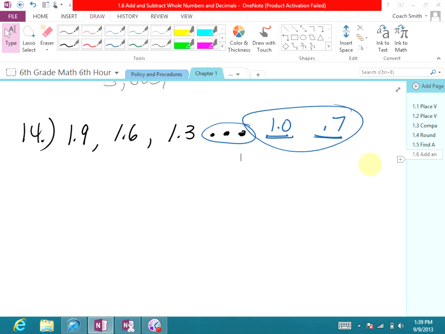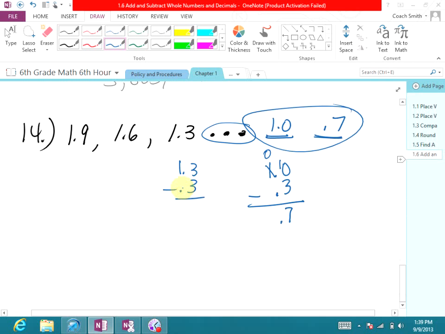0.7, you're just going to take 1.0 and you're subtracting 0.3 from it. Okay? And so therefore you have to borrow, making that 0, making that 10. 10 minus 3 is the 0.7. Okay, that's what you're doing. You're just subtracting 3, just like we took 1.3 and subtracted 3.3 from it. Okay? Now, let's look at number 16.